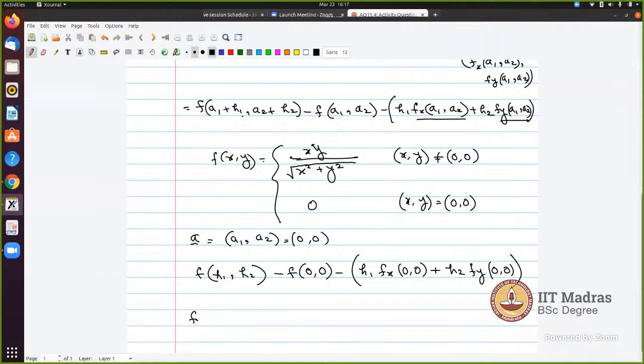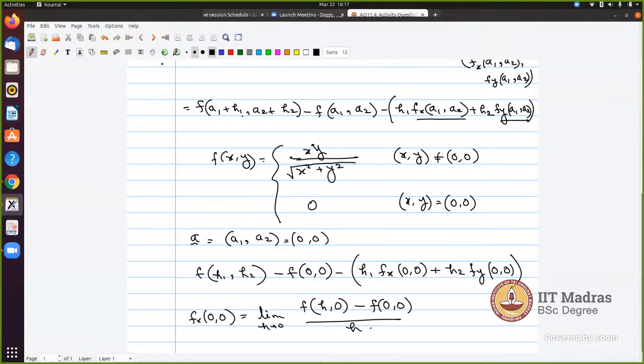So how to find fx(0,0)? Using the definition that we have done earlier, right? Yes, sir. Tell me how to do it. The limit of f(h,0) minus f(0,0) by h, right? Is it okay? Yes, sir.